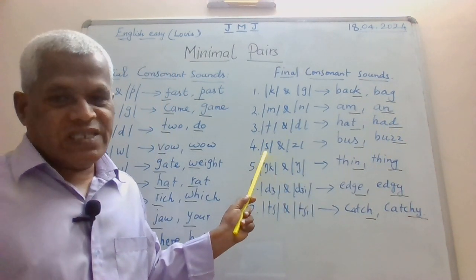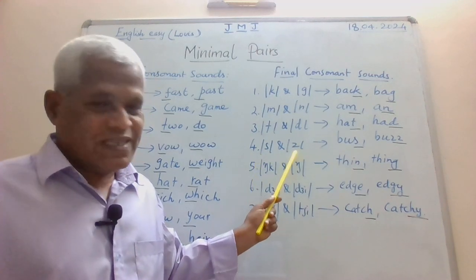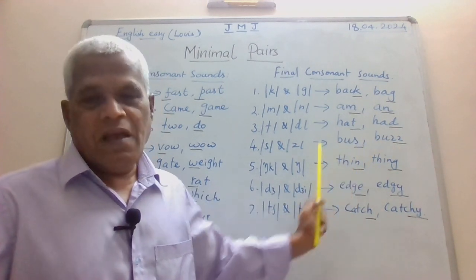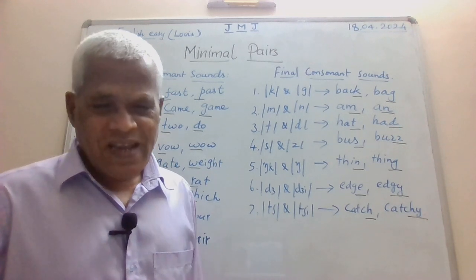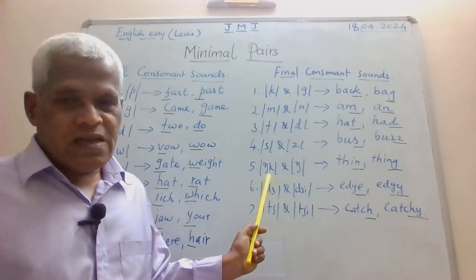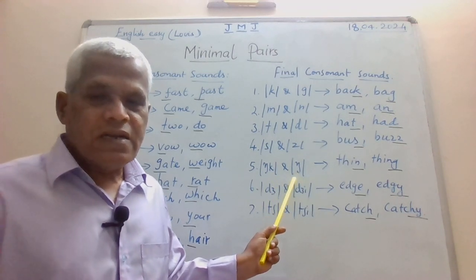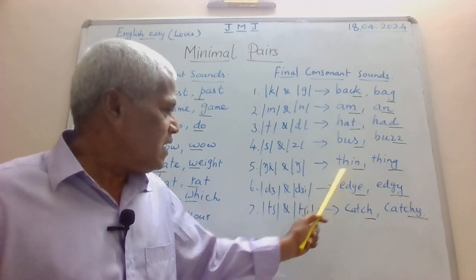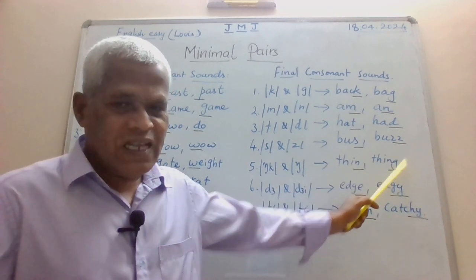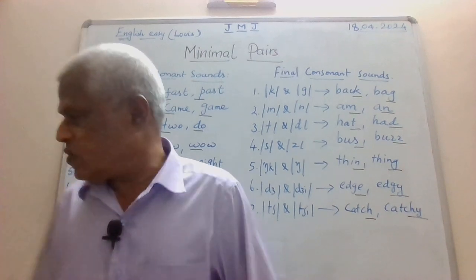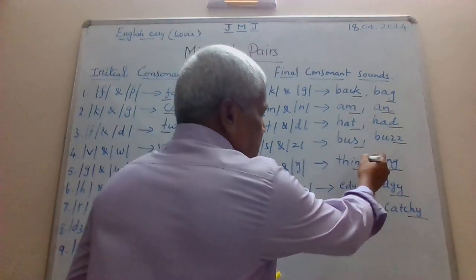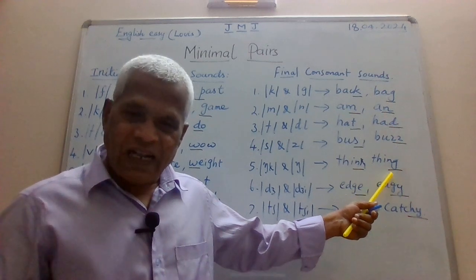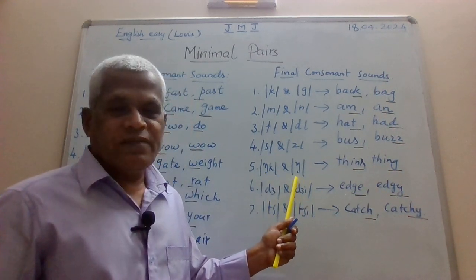Next one, S, Z. See, buzz. Understand? See, very simple. And then thin, think. This is thin. You can add even K also, think. You can say here, think, and then thing. See, ink and ing. Okay, next one.